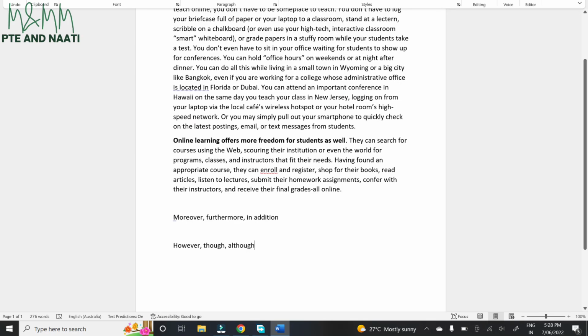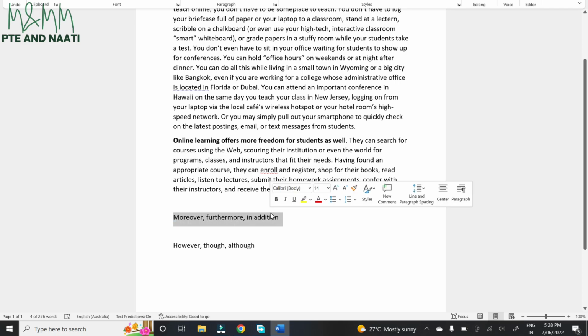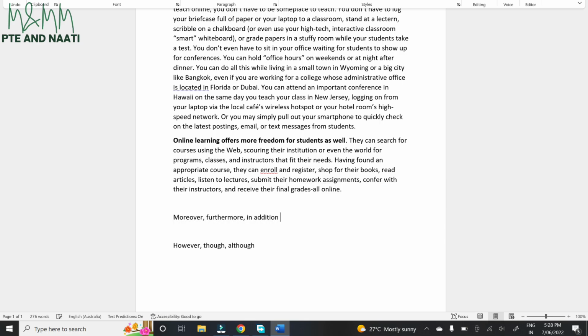The reason I want you guys to use these connectors is because the grammar rule for them is very simple. If you use moreover, furthermore, in addition, all these three connectors, the grammar rule says that you need to put a comma on both sides of these connectors. So if I'm using the connector moreover, just as an example, I'll put a comma, then I'll put the word moreover, and then I'll put a comma again. So a comma will come on both sides.